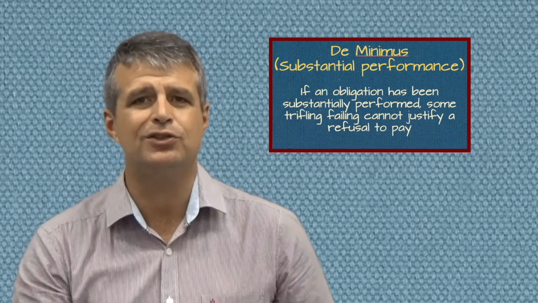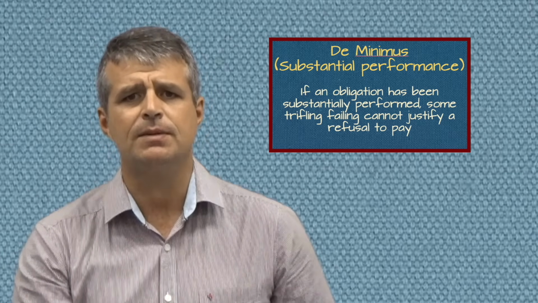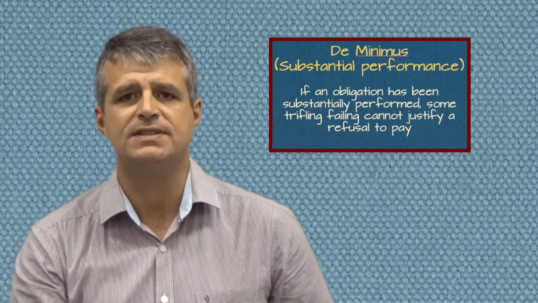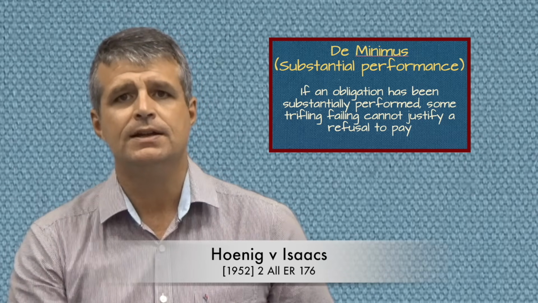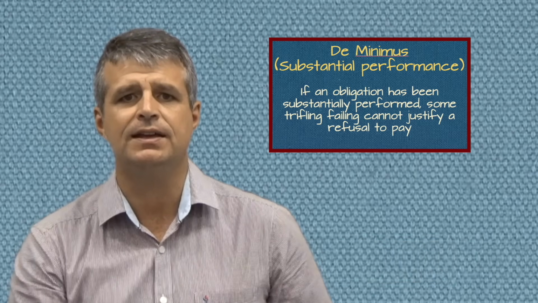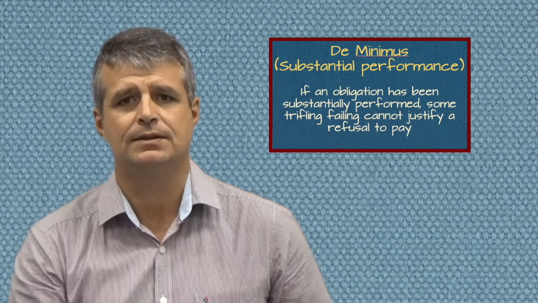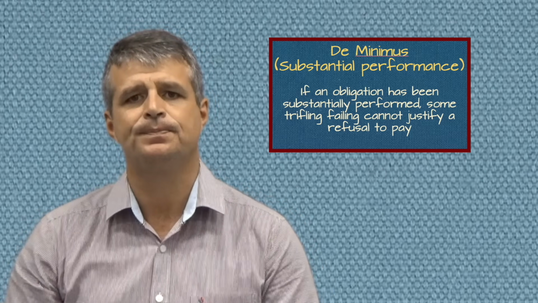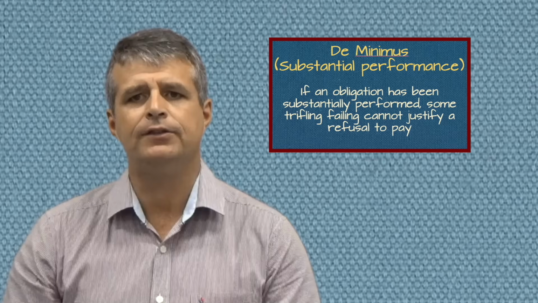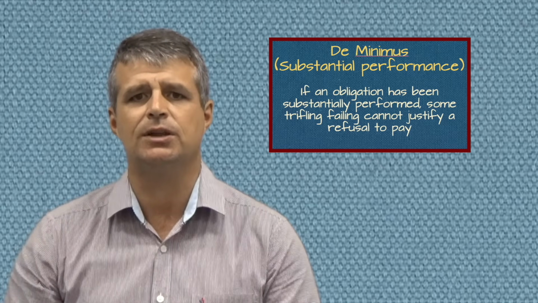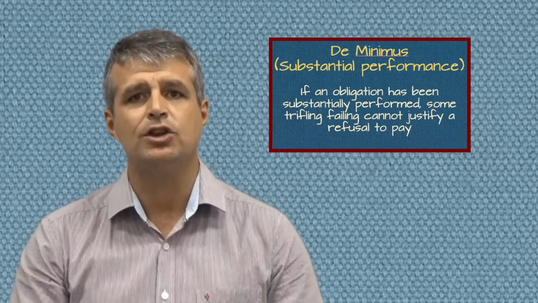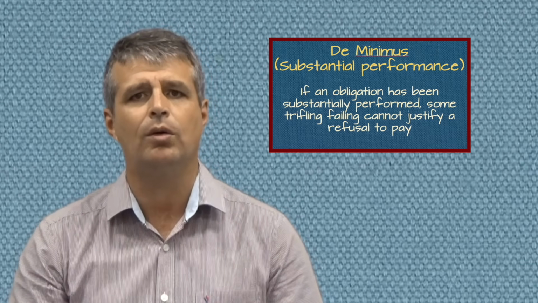A second way around the rule in Cutter and Powell is expressed in 2 closely related ways. It's sometimes called the de minimis rule, and it's sometimes called the doctrine of substantial performance. De minimis comes from the Latin saying de minimis non curat lex, which means the law does not care about trifling things. In other words, if a party's obligations really have been substantially performed, you can't just go out and nitpick some ridiculously tiny failing and use that as the basis to deny them the whole of their payment.